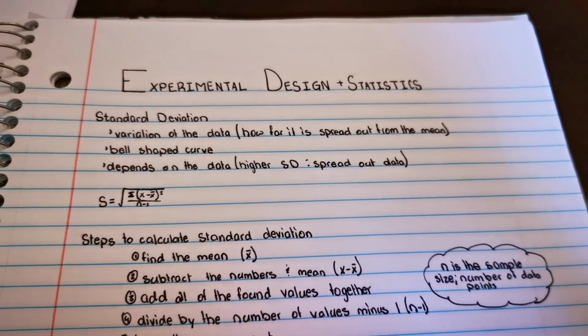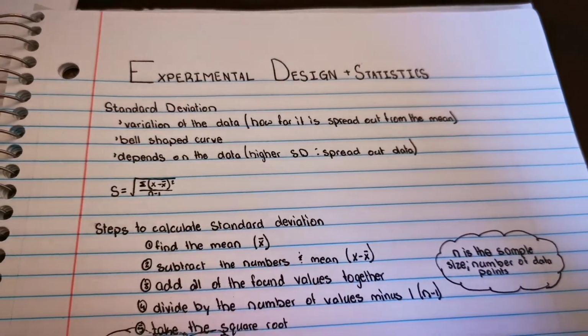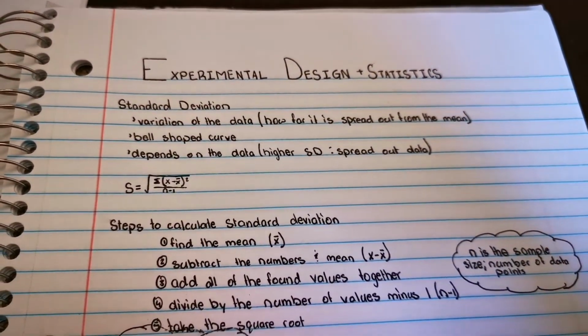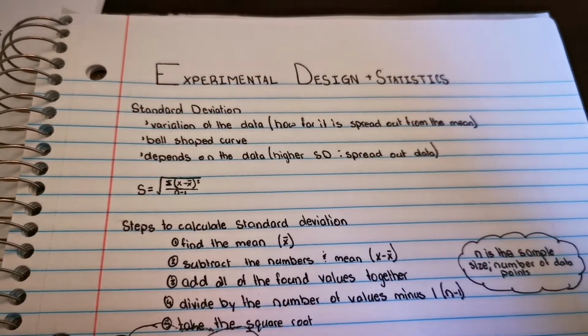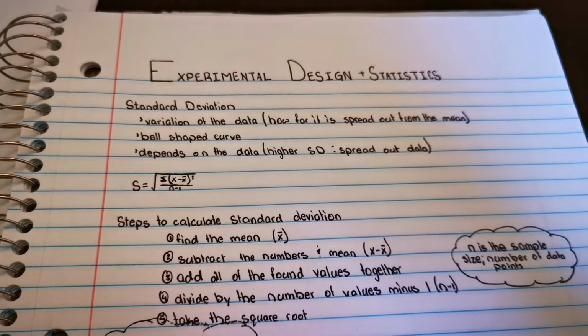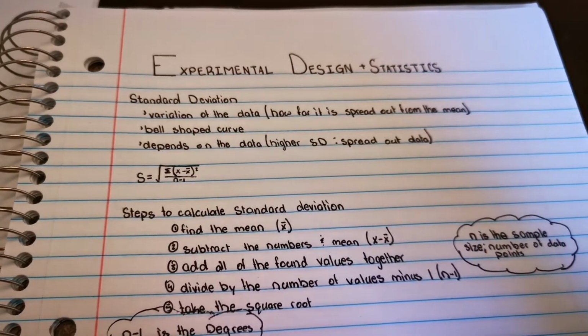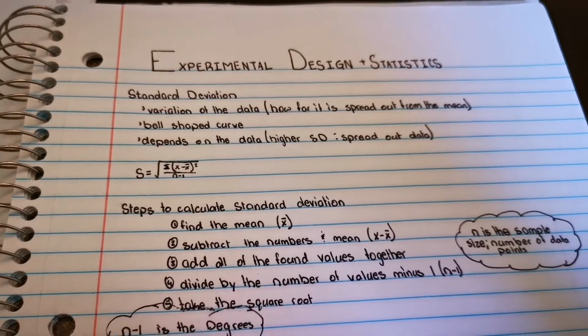So here I've already gotten a start and written all about standard deviation. So standard deviation is the variation of the data, which just means that standard deviation is the extent to which the data or the points of data are spread out from the mean. So it's just how much the data is spread away from the mean.